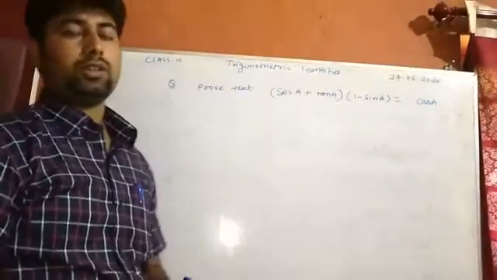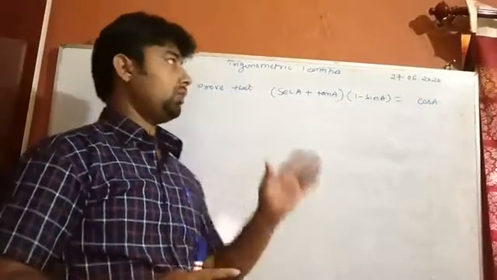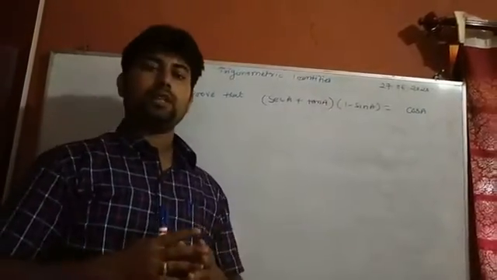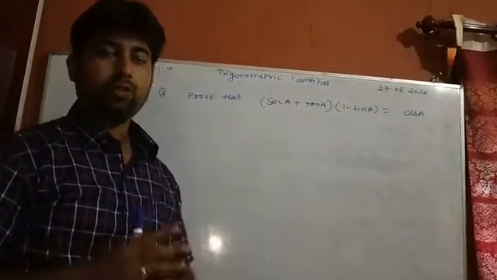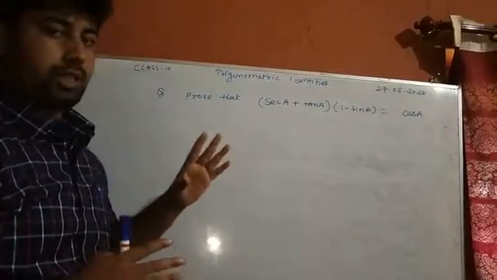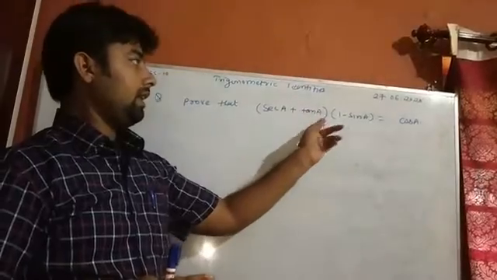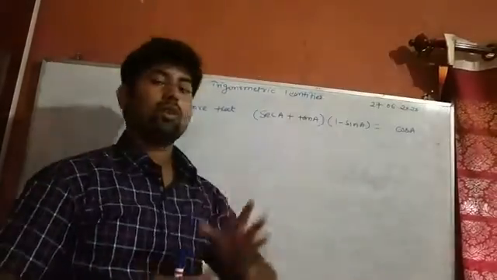Day before yesterday I already gave some formulas for trigonometric identities. Now today we will learn how to apply these formulas in a question. For example, I have taken one question in which you have to prove (sec A + tan A) × (1 − sin A) = cos A.